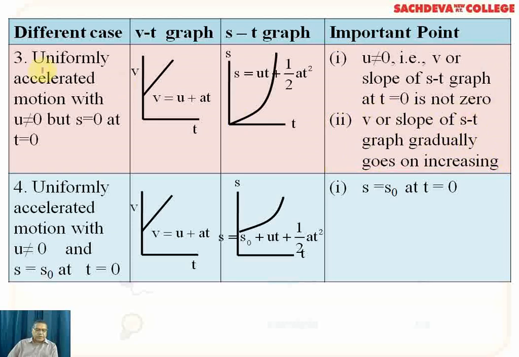Now, the fourth point, uniformly accelerated motion when u is not equal to 0 and s is equal to s naught. So, the same principle is adopted here in the two graphs, and our important point to remember in the two graphs, that will be s is equal to s naught at t is equal to 0. So, the graphs are indicated between Vt and St, and we have taken the complete equation s is equal to s naught plus ut plus half at square.